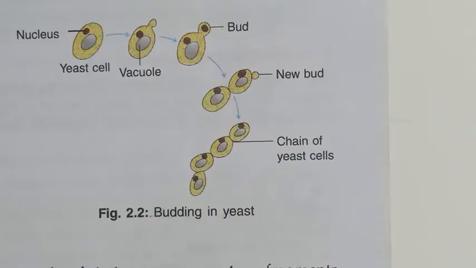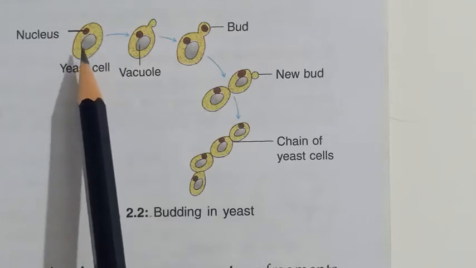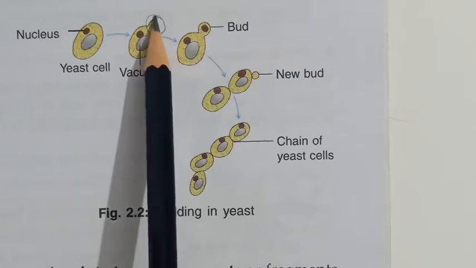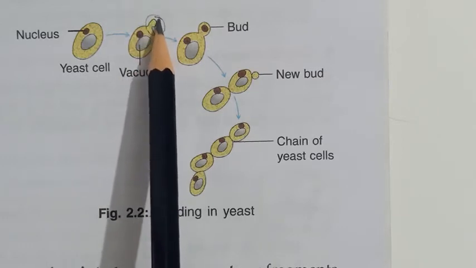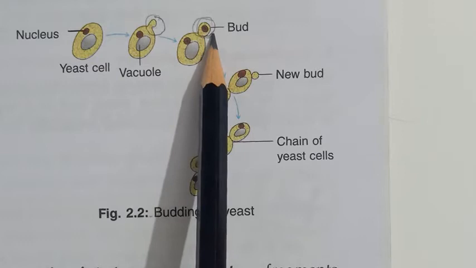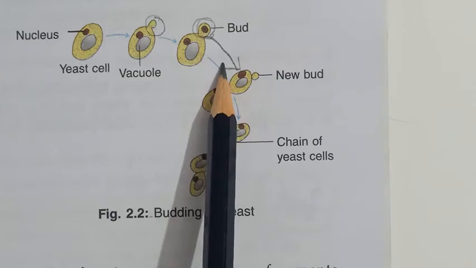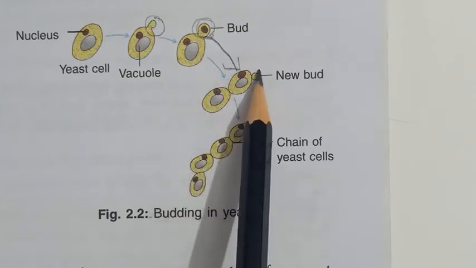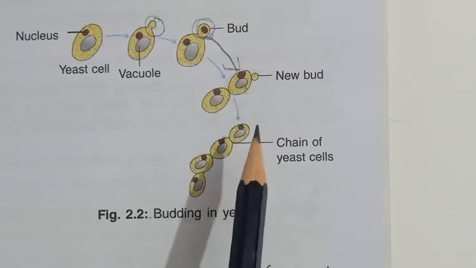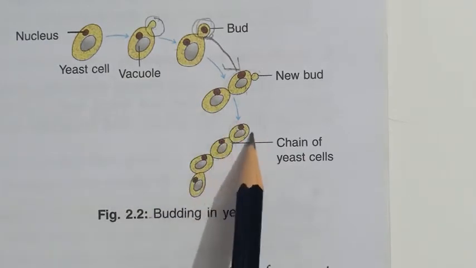So the next mode is budding. In budding, a small part of a parent plant grows into an outgrowth. This outgrowth is called a bud. This bud ultimately gives rise to a bigger bud. This bud grows in size and then gets detached from the parent cell and forms a new organism.